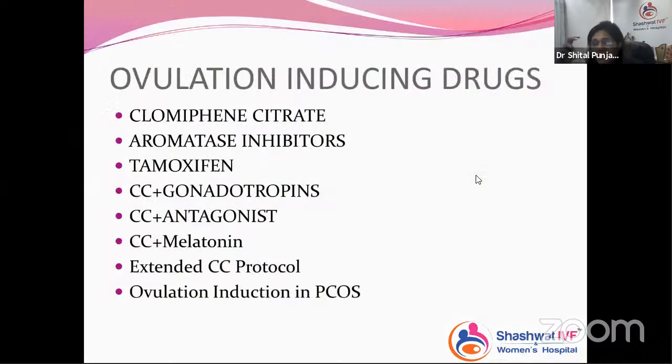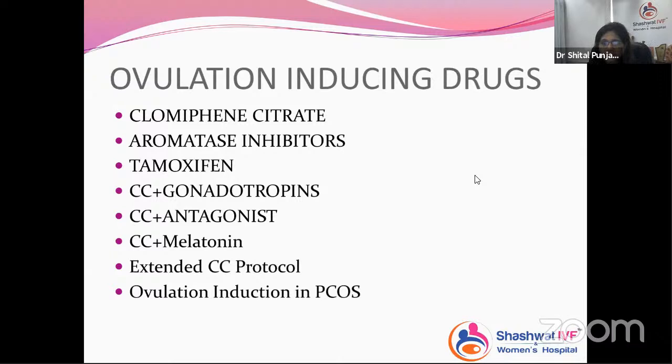So now let us start with what the ovulation induction drugs are. These are the drugs which can be used in group 1 and group 2 patients. In group 1, clomiphene citrate and aromatase inhibitors are not going to help, because for that the hypothalamic-pituitary-ovarian axis should be intact. So in those patients where there is hypogonadotropic hypogonadism, clomiphene citrate and aromatase inhibitors are not going to help. In those patients, gonadotropins will help, that is HMG or FSH.